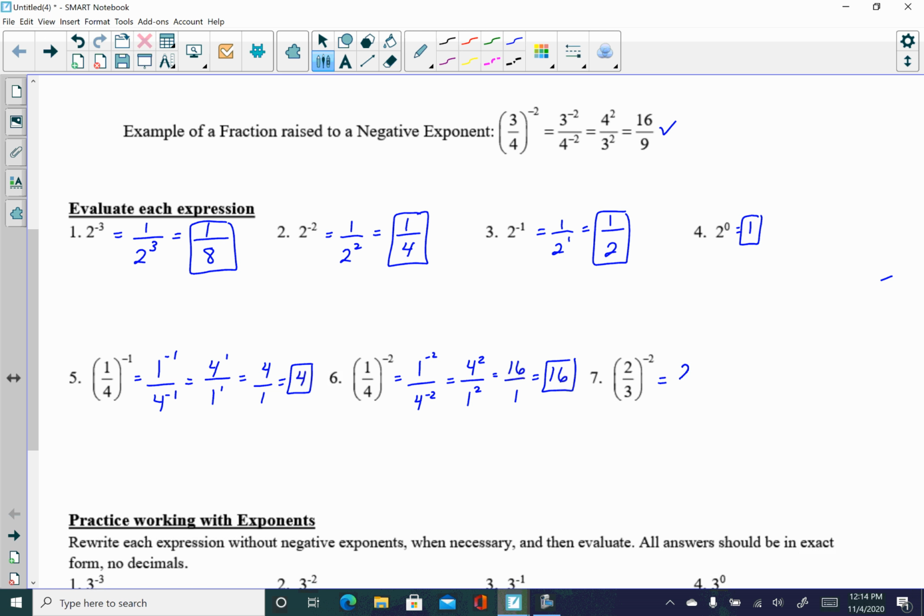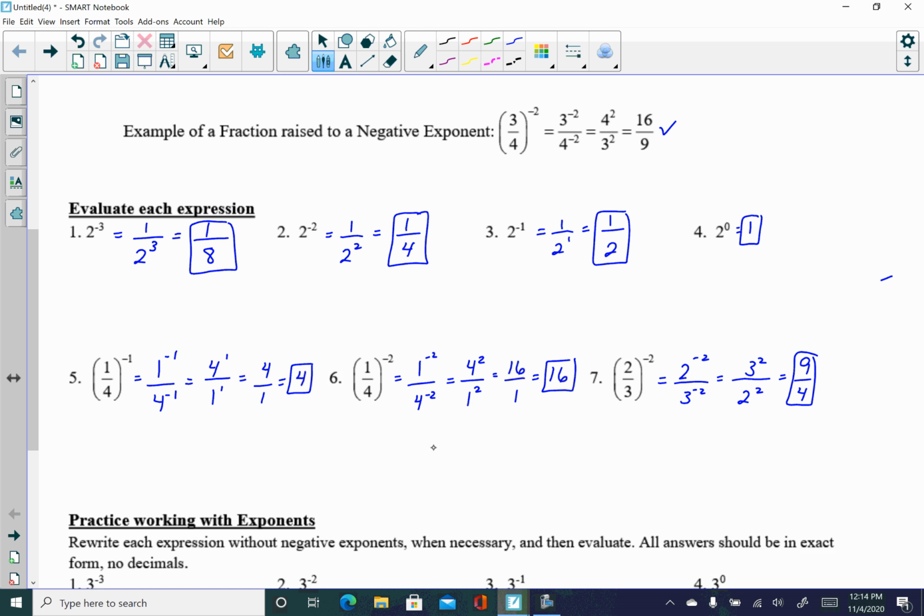Let's look at one more. 2/3 raised to the negative 2. So that would be 2 to the negative 2 over 3 to the negative 2. Swap places because they're negative. 2 squared comes to the bottom, 3 squared comes up top, 3 squared is 9, 2 squared is 4. Final answer, 9/4.